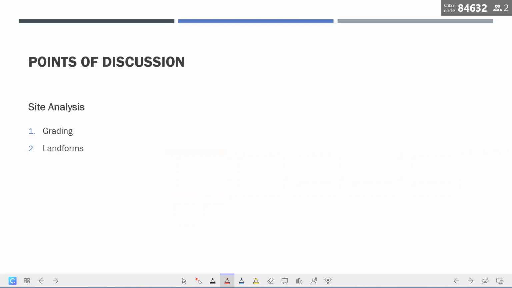So there are 2 points of discussion that I'd like to cover today. First is, of course, grading, and then afterwards we will talk about different types of landforms, and perhaps that could help give you hints as to what you can do with the different landforms and so on.